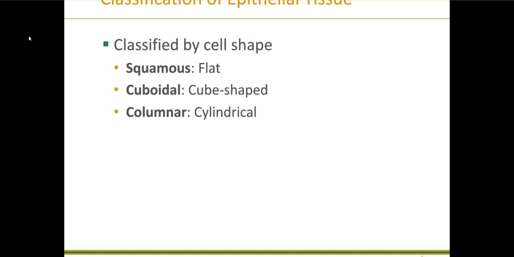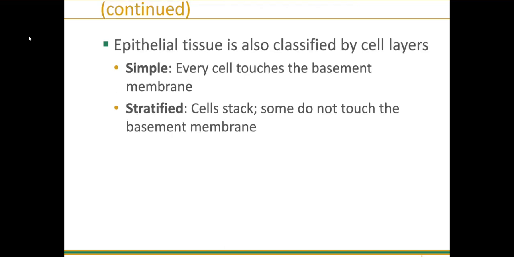Depending on the area of the body these cells are found in will determine the type of shape that they have. Epithelial cells are also classified by the layers that they have. A simple epithelial cell would be a single layer where each cell is touching the basement membrane. So it's just one layer thick. That would be an area, for example, in your lungs, where you wouldn't want multiple layers of cells because you want gas exchange to happen easily.